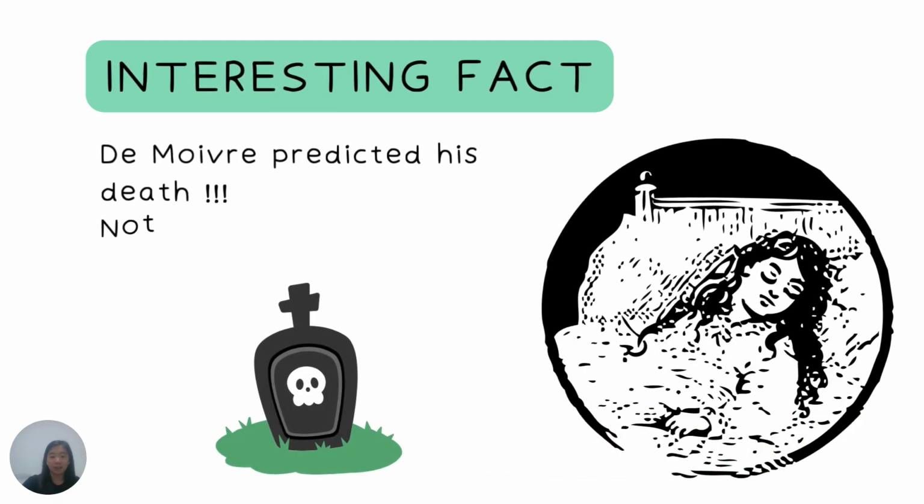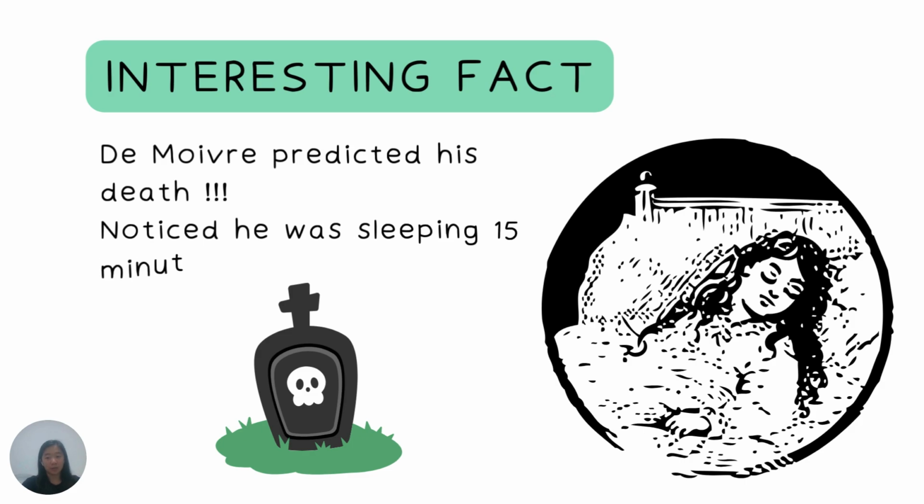Here's an interesting fact. De Moivre was so obsessed with math that he actually calculated the exact date of his own death. He noticed he was sleeping 15 minutes longer every night and used a simple math sequence to predict the day he'd never wake up. And he was right. It shows that to De Moivre, the world wasn't just random. It was a series of patterns and sequences waiting to be solved.